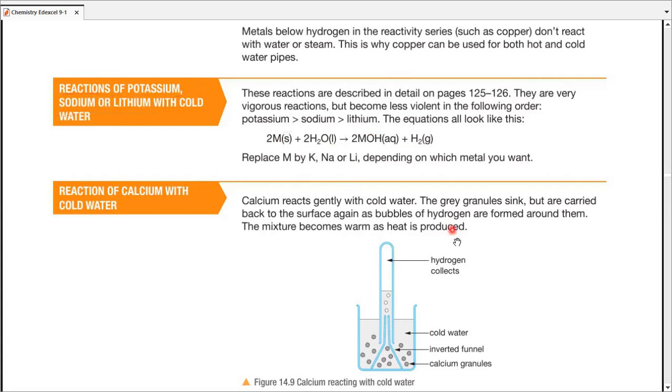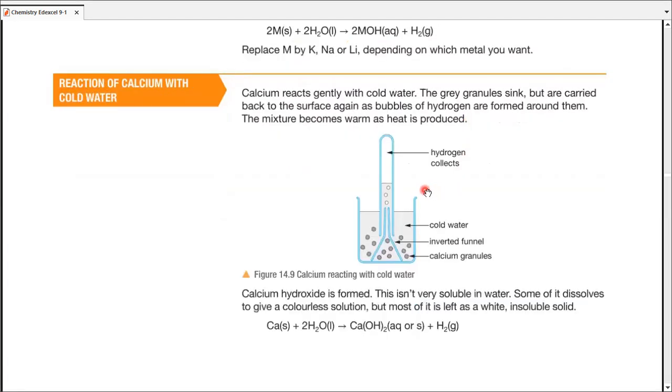All right, moving next, calcium reacts gently with cold water. The gray granules sink, but are carried back to the surface again as bubbles of hydrogen form around them, and the mixture becomes warm as heat is produced, which means this is definitely an exothermic reaction, a reaction that produces heat. So these are the gray granules that we have for calcium, and when they produce a gas, since this is one of the lightest gases on the planet, it tends to take the granule with it up top.